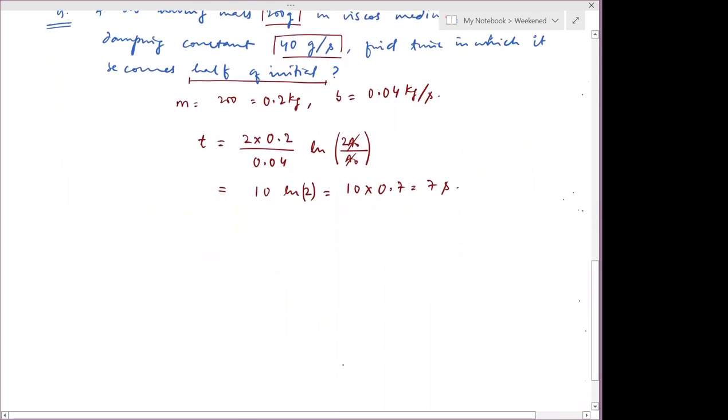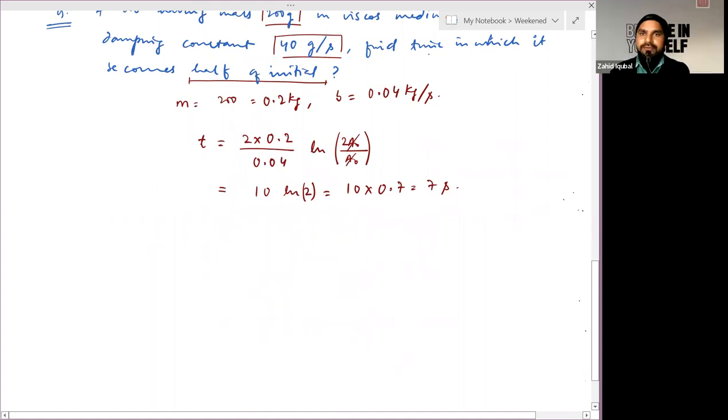Sir, can you say how A became A naught? No, in the question itself, we have to find the time for which the amplitude becomes half of its initial. It means your final amplitude at any instant becomes half of its initial. That's why I put A equals A naught by 2. So A naught and A naught will cancel out and you will get ln 2.